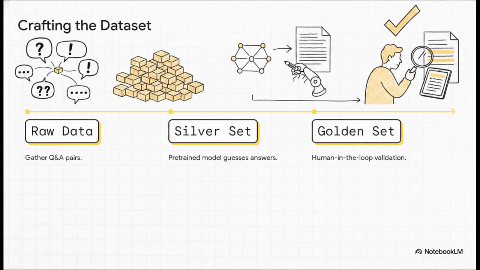But manually highlighting the exact answer span across thousands of documents, that's incredibly tedious. So we bring in an existing pre-trained model to basically guess the answers, creating this semi-refined silver set. Then, to make it absolutely perfect, we move to Step 3 and create our golden set through human validation.